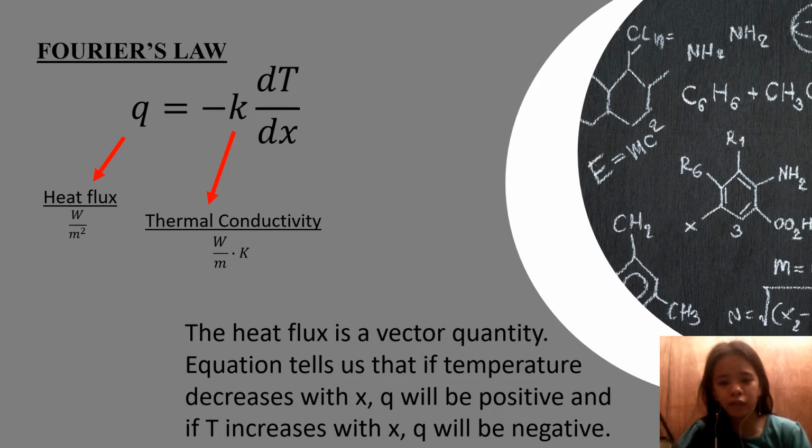The equation tells us that if temperature decreases with x, heat will flow in the x direction and q will be positive. And if T increases with x, q will be negative, and it will flow opposite the x direction. Either way, q will flow from higher to lower temperature.